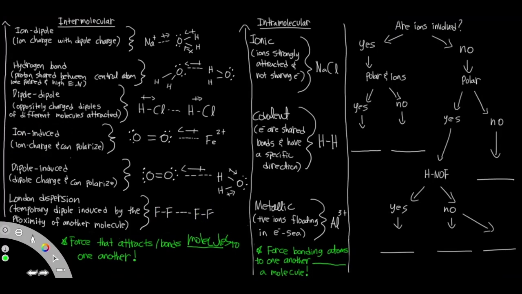Next, we have ion-induced. It's when you have an ion that can polarize. So this is the ion. This one is the induced one, so it's non-polar, but the ion is going to be the one doing the polarizing, hence the vector shown there. It's getting a little bit stronger as we go up.